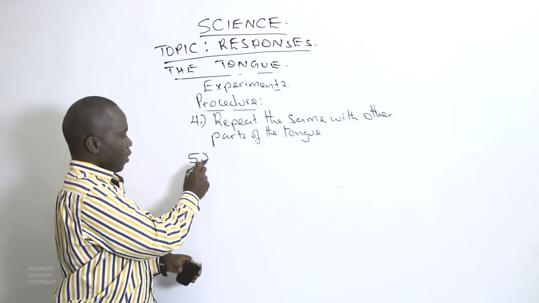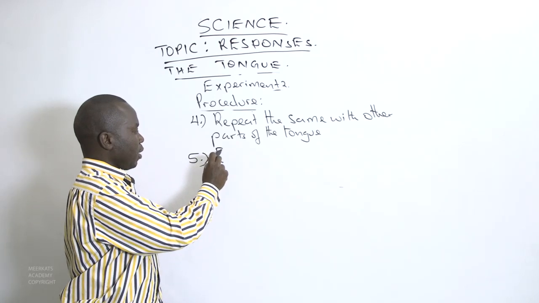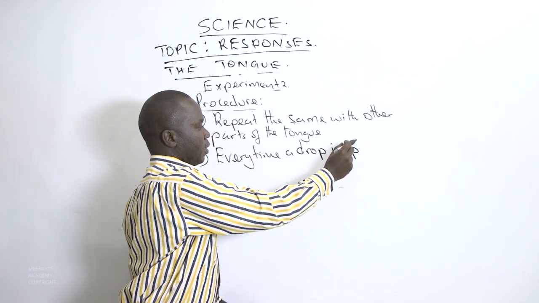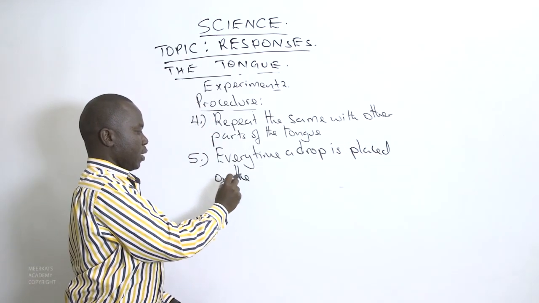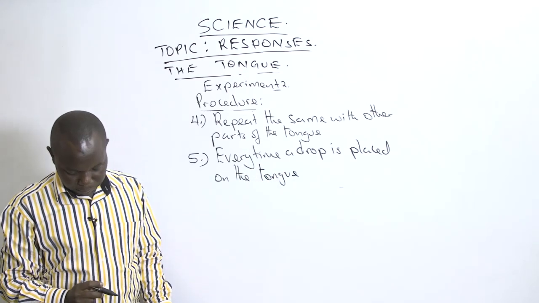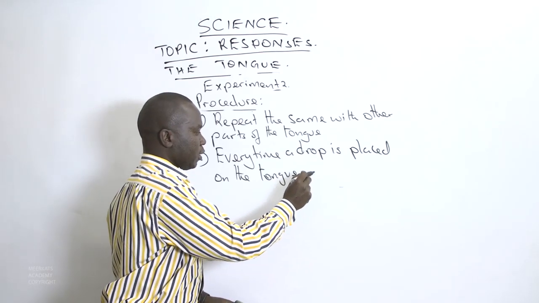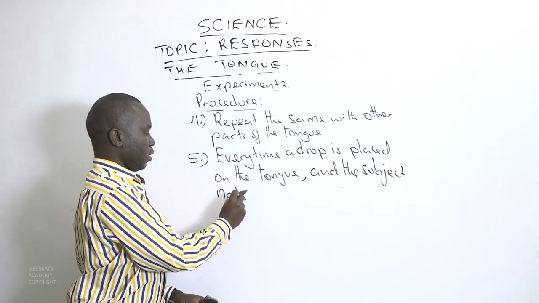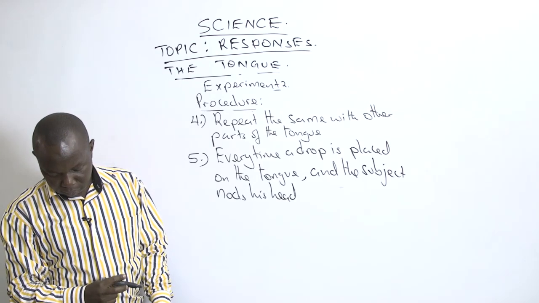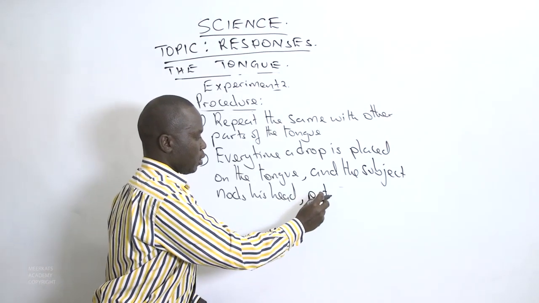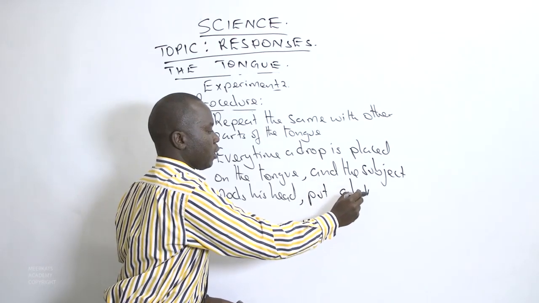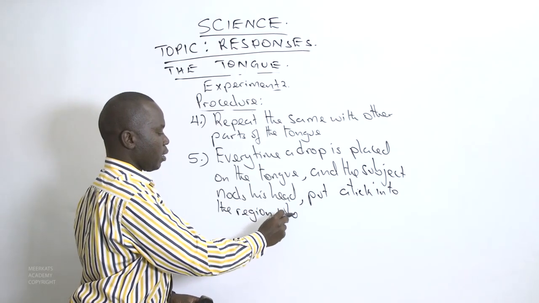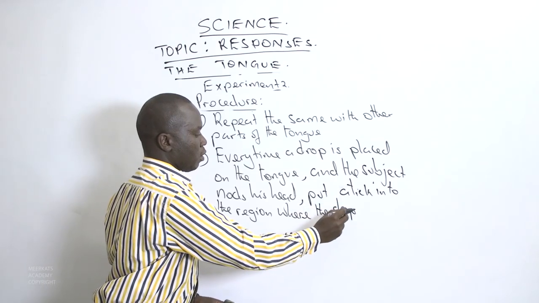Then 5, every time a drop is placed on the tongue and the subject nods his head or her head, put a tick into the region where the drop was placed, or note the solution.